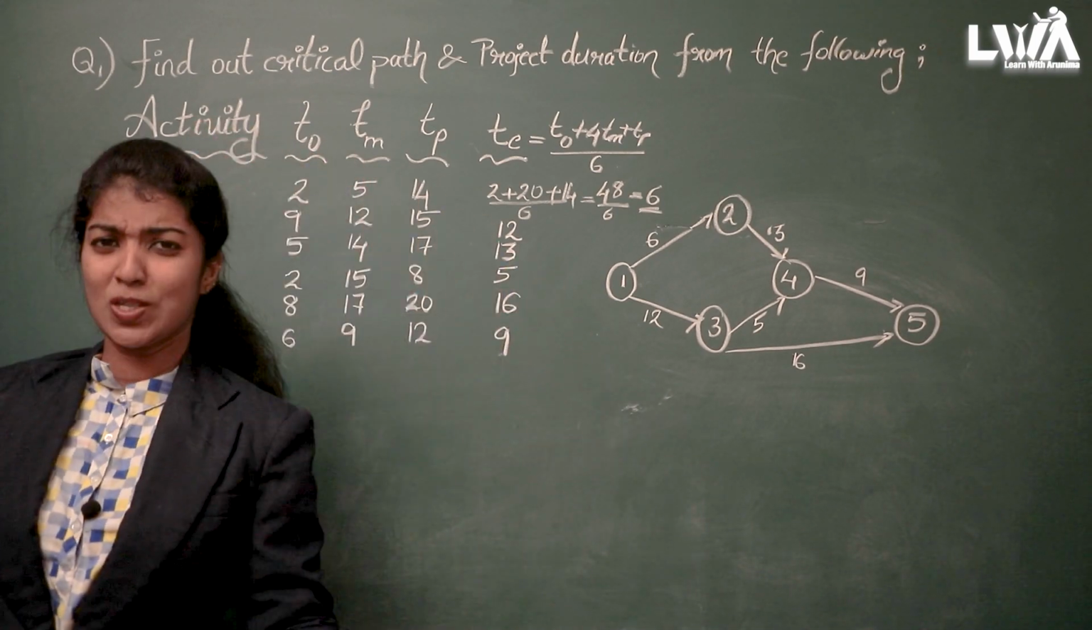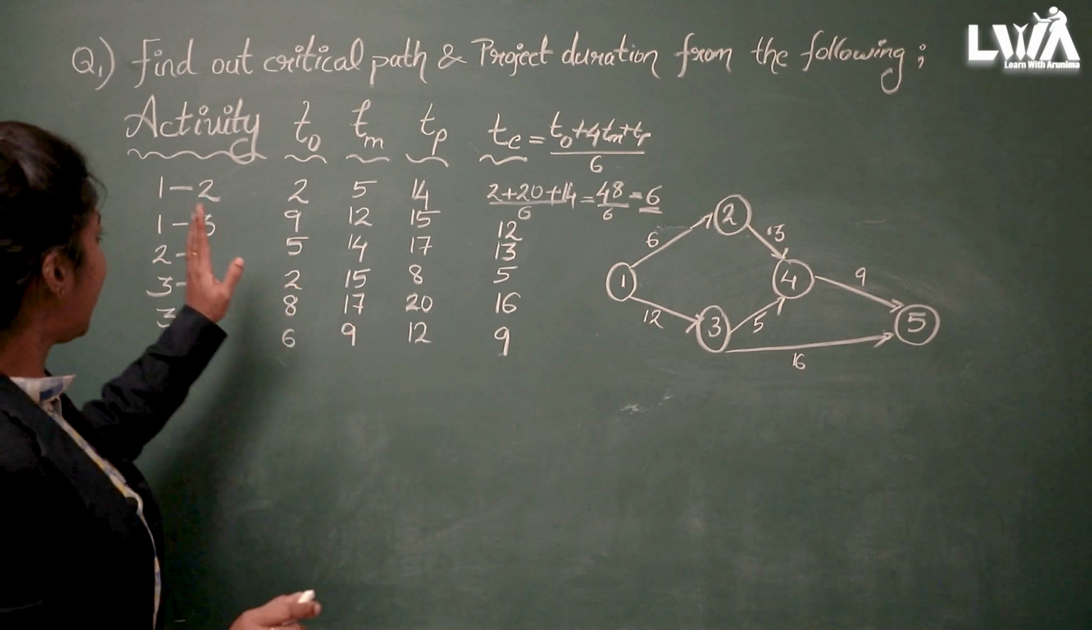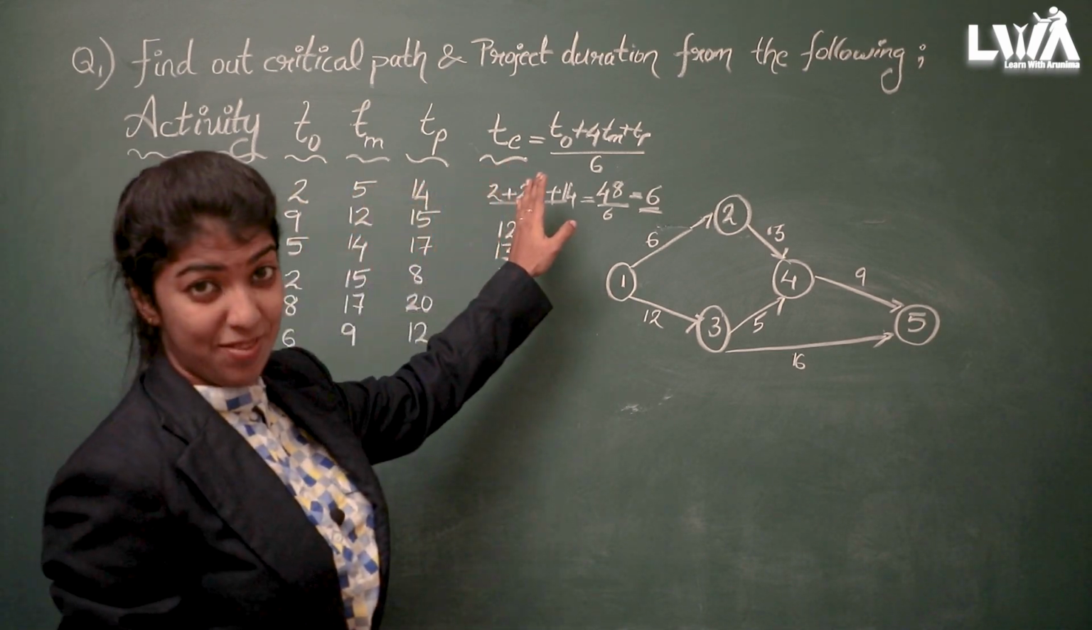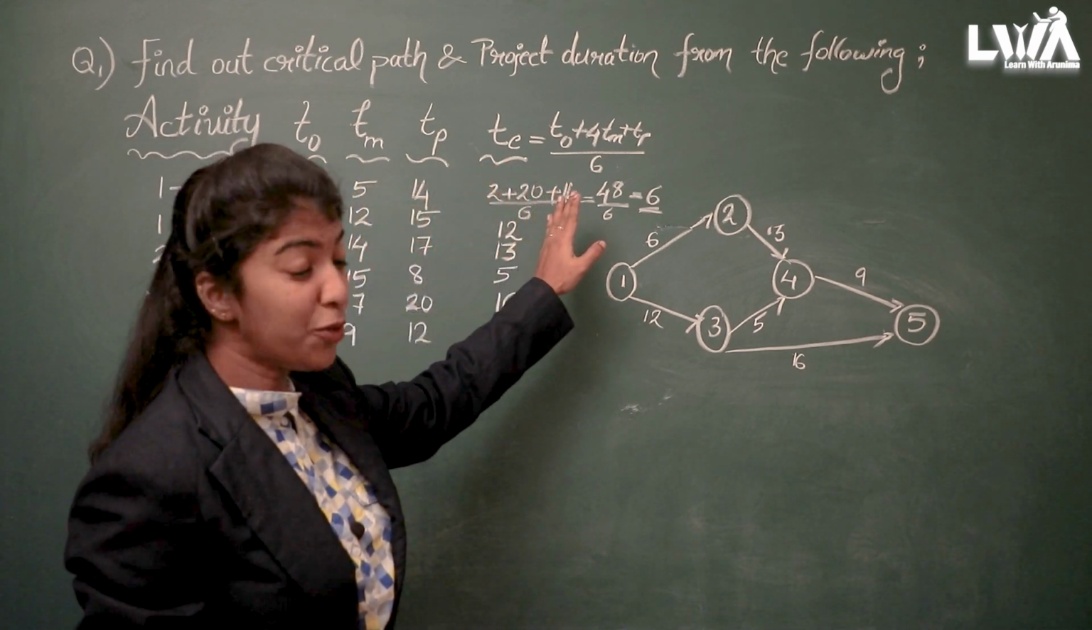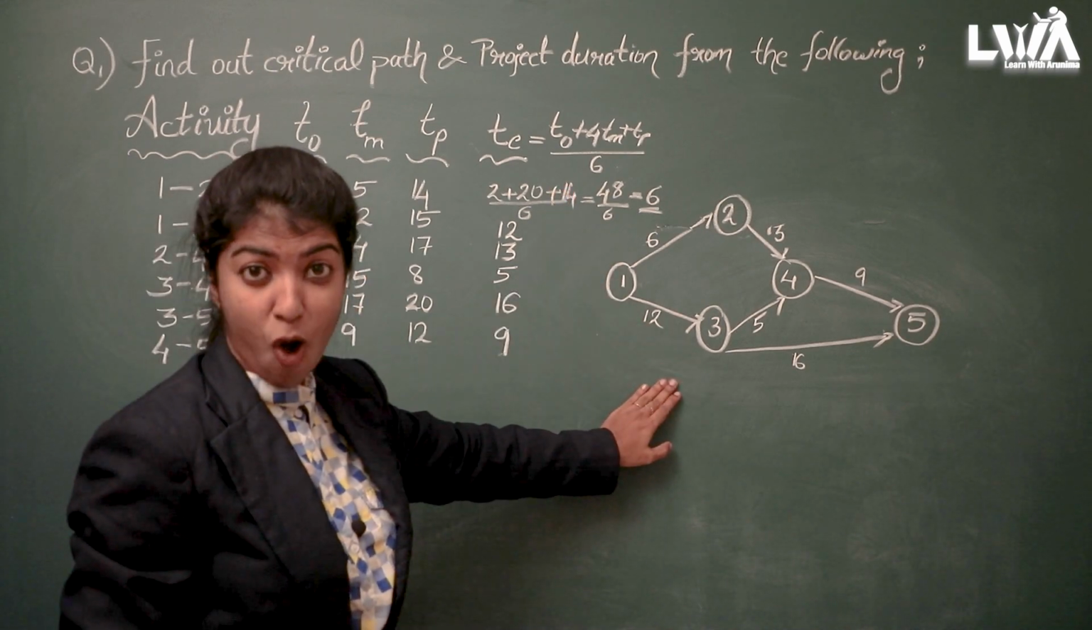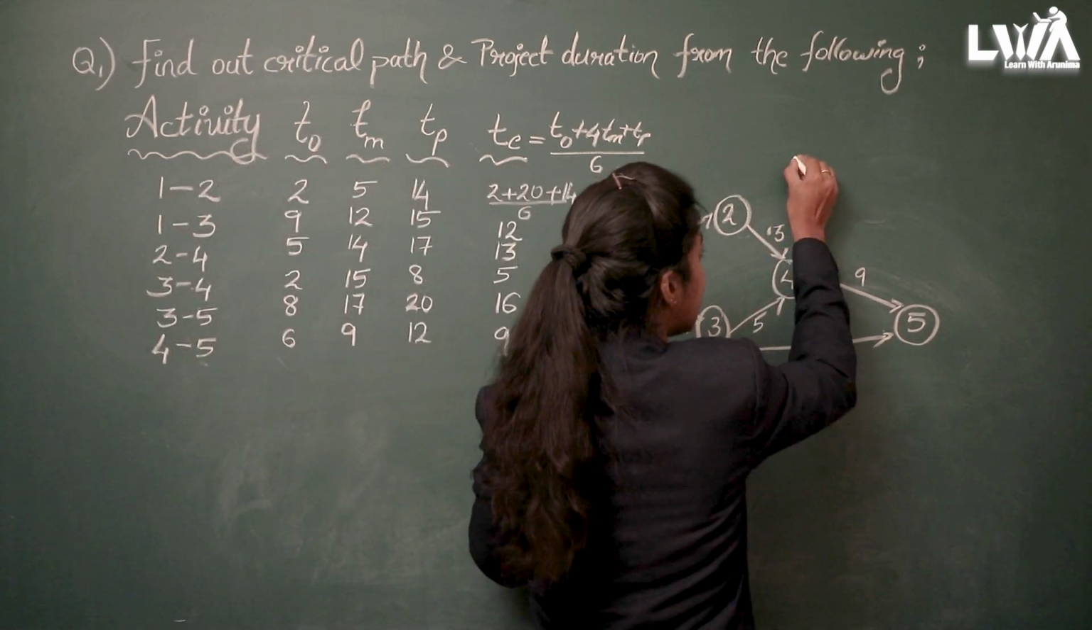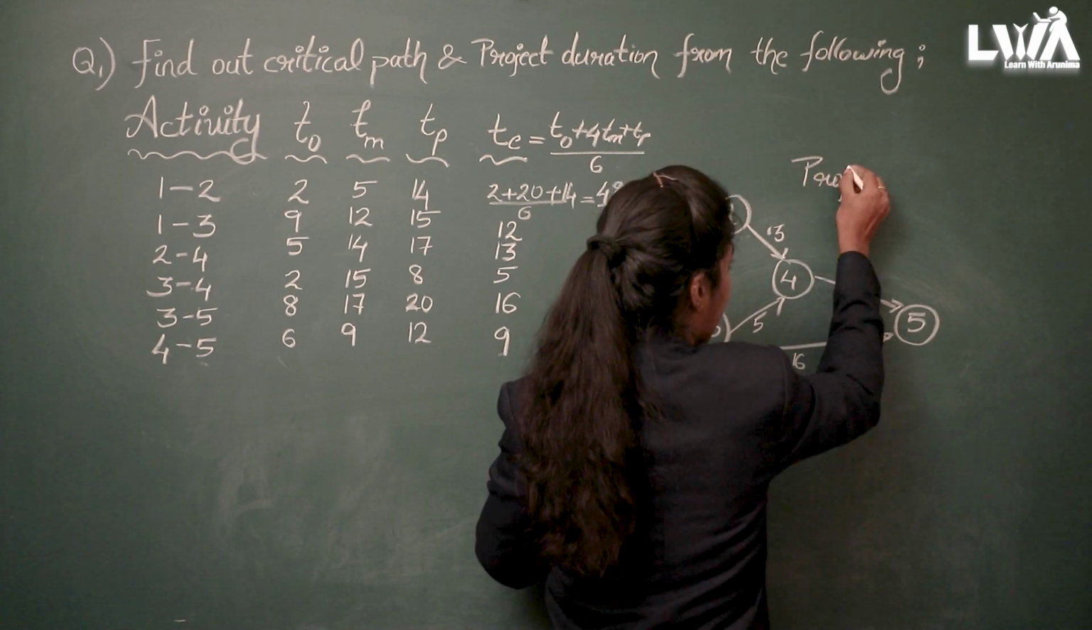So I think this much is clear. We have got the TE value, that is, the expected timing value. We have drawn the project diagram. This is the project diagram.